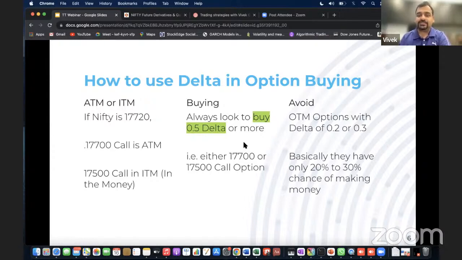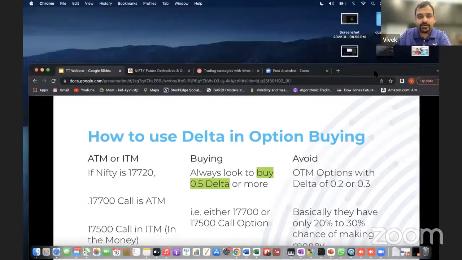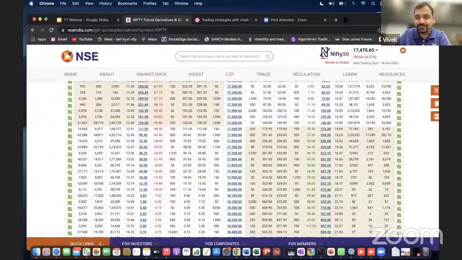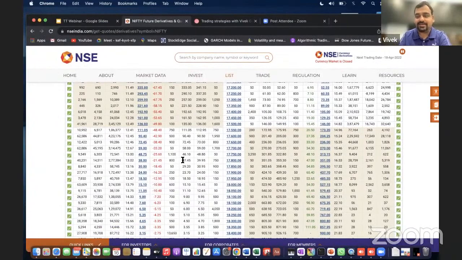If the delta is, say, of an out of the money option, say a 17,800 or something, let's just go back quickly to that option chain. So say something like a 17,800 here, which is 38 rupees. Well, this appears cheap, right? And most of us make that mistake in the beginning, where we think the cheaper options are the ones we can buy, and this 38 we expect will become 300 or 400, and I'll multiply my money by 8 or 10x.